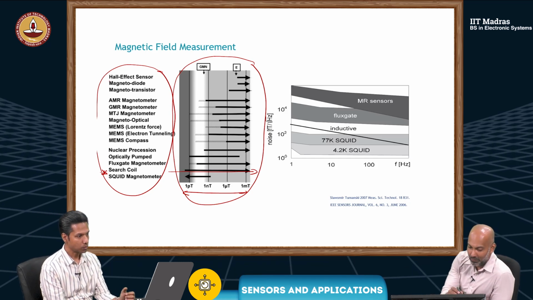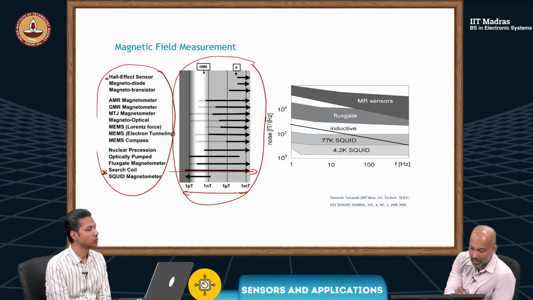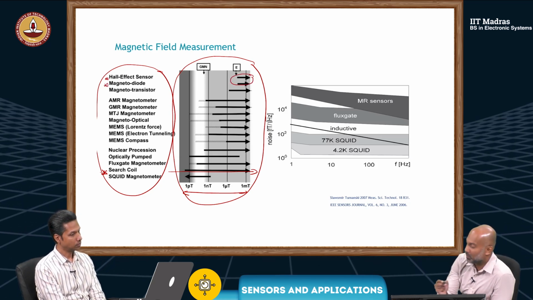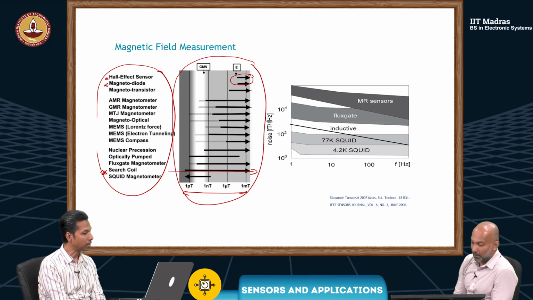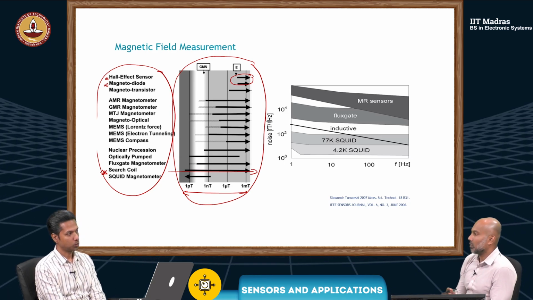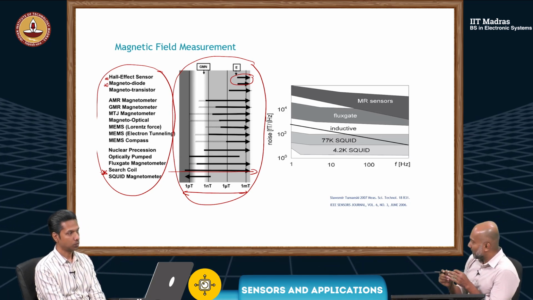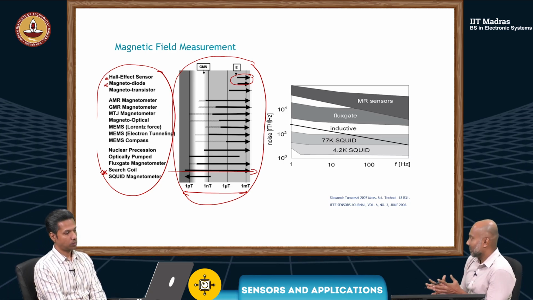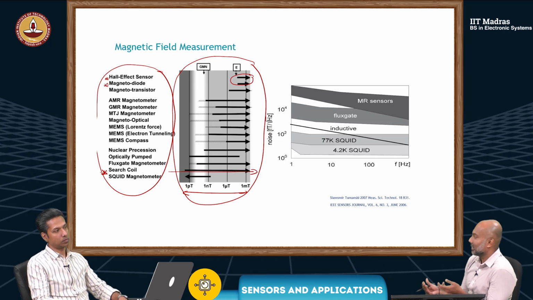Now, you also have something like a Hall effect sensor, and you say that's a magnetodiode, right? Very small range. Millitesla. So they can probably be used for specific applications where you're working with magnetic fields in the millitesla range, but nothing less than that.